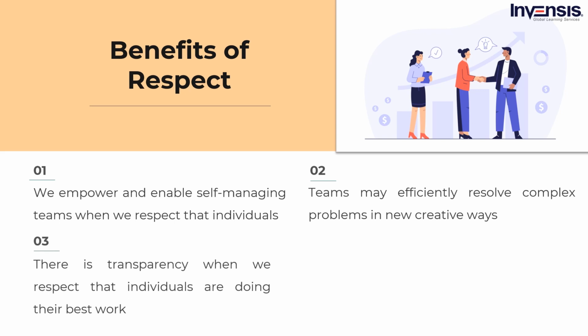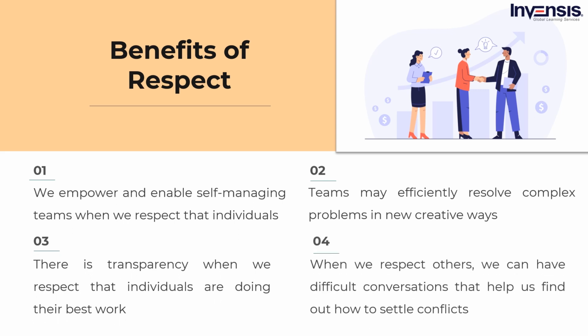Also, there is transparency, when we respect that individuals are doing their best work within the given timeline and their present resources. Next, when we respect others and believe they have good intentions, we can have difficult conversations that help us find out how to settle conflicts and progress as a team. Respect also ensures that everyone has the opportunity to be heard when there is respect for all thoughts and viewpoints. When we believe we have been heard, we can completely support team decisions, even if they are not our preferred choice. This was about respect value.